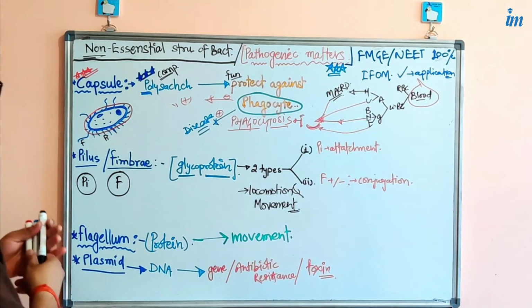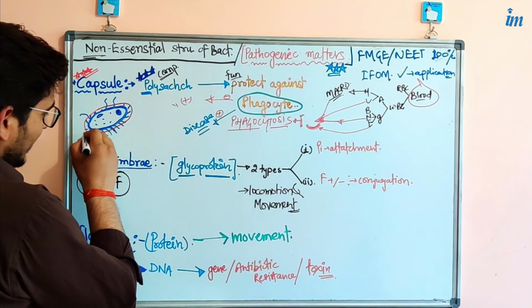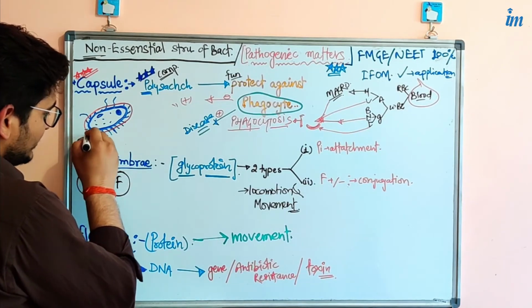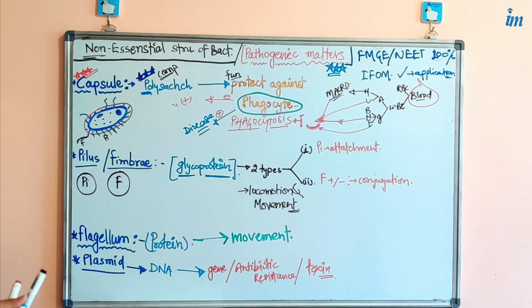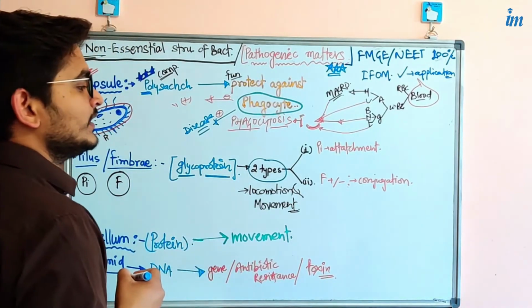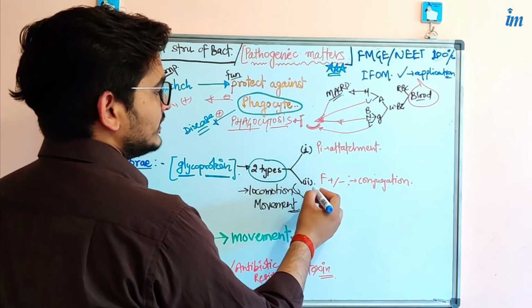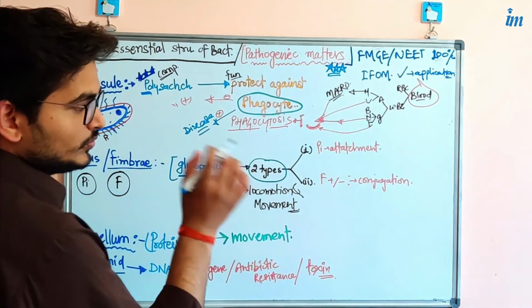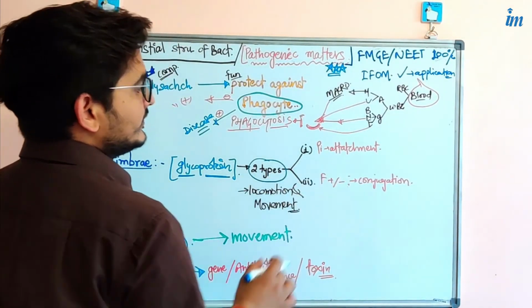So here the longer part is fimbriae. It was a very important question in NEET UG, and many times in NEET PG application-based questions have been asked on the fimbriae. They are glycoproteinaceous. There are basically two types. What are those types of the fimbriae or the pili? There are two types: the first one is pili and the other one is fimbriae.